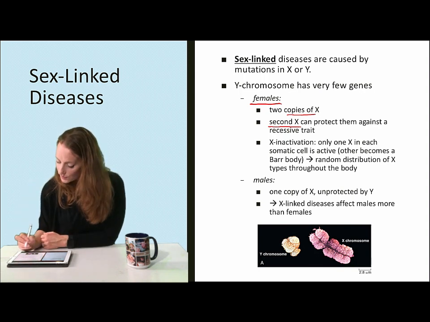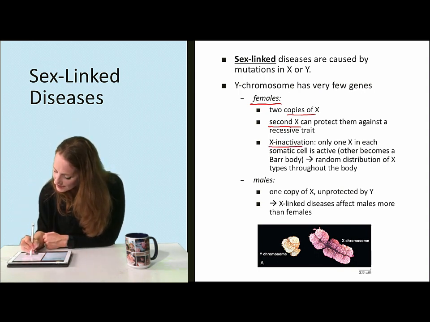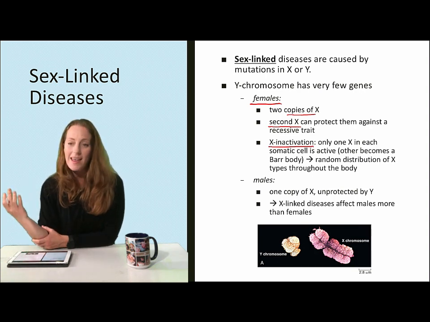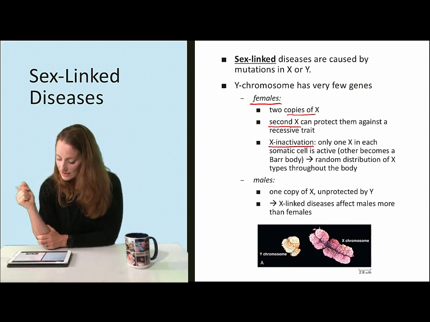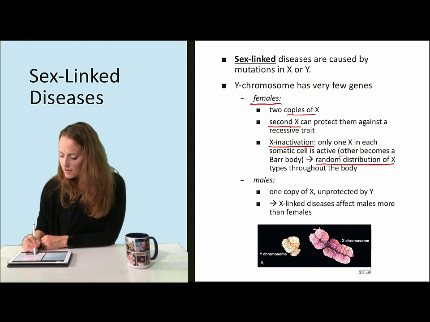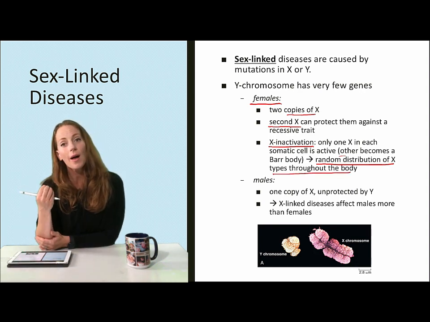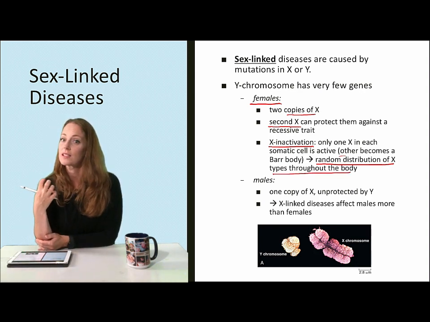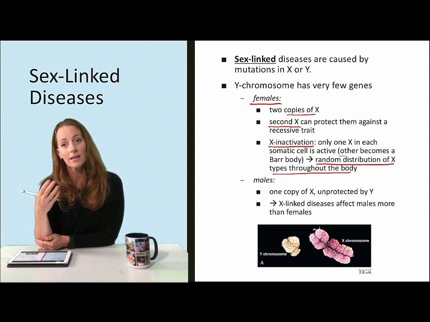the X chromosome. There's also X inactivation, which means that only one X in each somatic cell is active and the other becomes a bar body. That means you have a random distribution of X types throughout the body. So not all of them will be expressing the diseased allele.